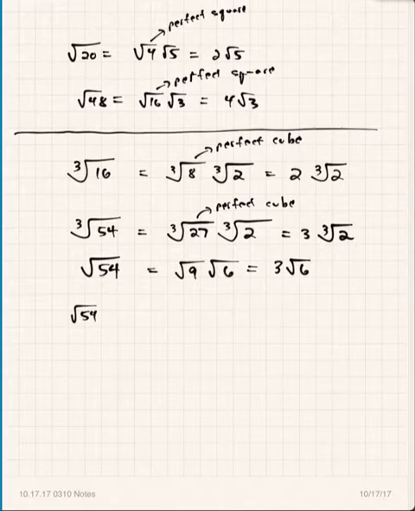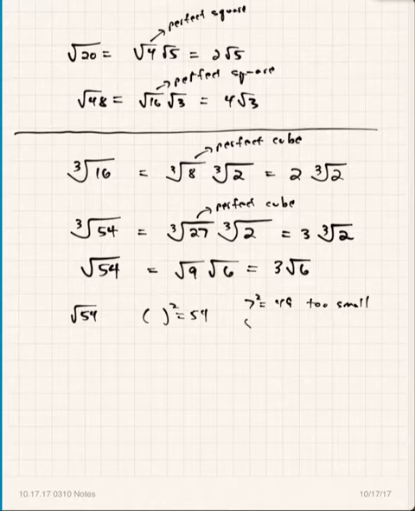Square root of 54 is a number that when you square it, you get 54. 7 squared is 49. That's too small, right? 8 squared is 64. That's too big, right? So square root of 54 is a number between 7 and 8.